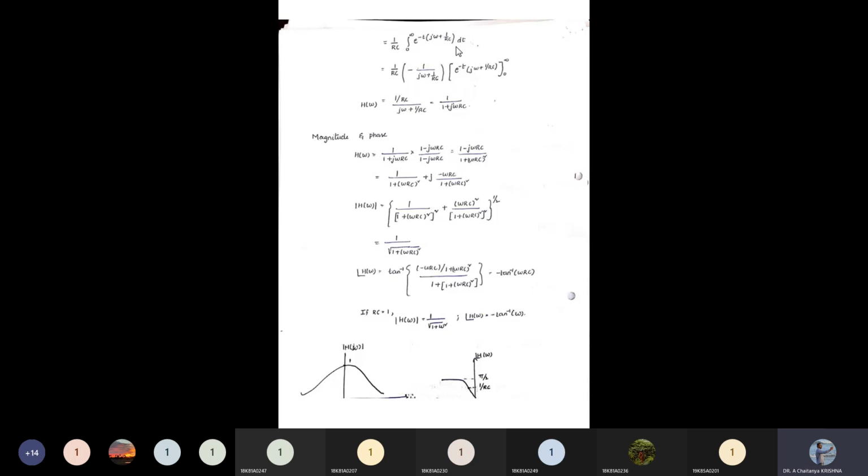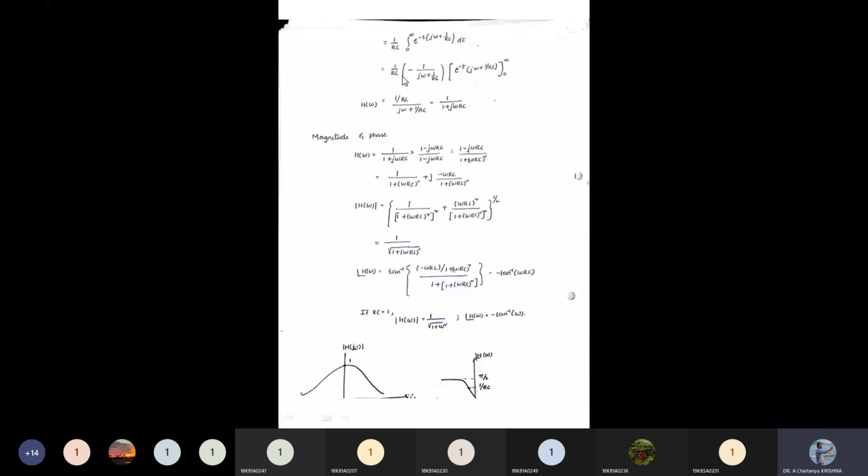Now if we do the integration, what happens? e to the power of at integrates to e to the power of at by a. So we get e power minus t times j omega plus 1 by RC, divided by minus of j omega plus 1 by RC, from 0 to infinity. Substituting infinity gives 0, and substituting 0 gives 1. Remember, if e to the power of minus t comes with the integral from 0 to infinity, substituting infinity gives 0 and substituting 0 gives 1. So the total value becomes 1.